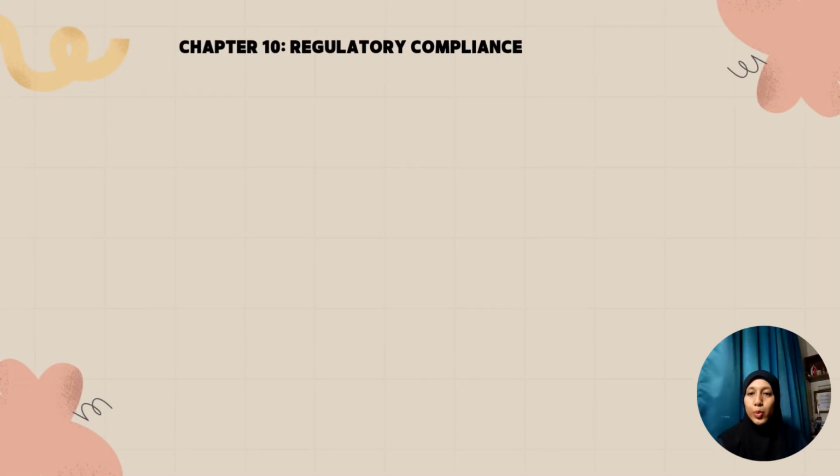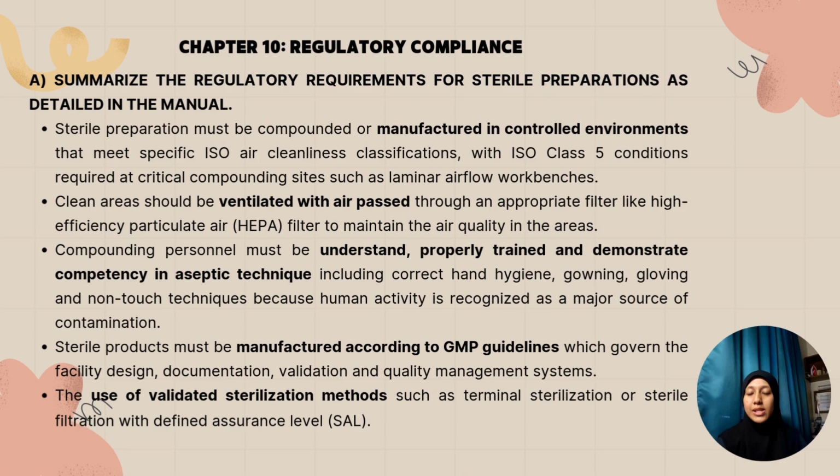For the last chapter, which is chapter 10, regulatory compliance, I will summarize the regulatory requirements for sterile preparation as detailed in the manual. The first one, sterile preparations must be compounded or manufactured in controlled environments that meet the specific ISO air cleanliness classification, which is the ISO class 5 condition, required at critical compounding sites, such as laminar air flow workbench. The second one is clean area should be ventilated with air passed through an appropriate filter like high efficiency particulate air, which is HEPA filter, to maintain the air quality in the area.